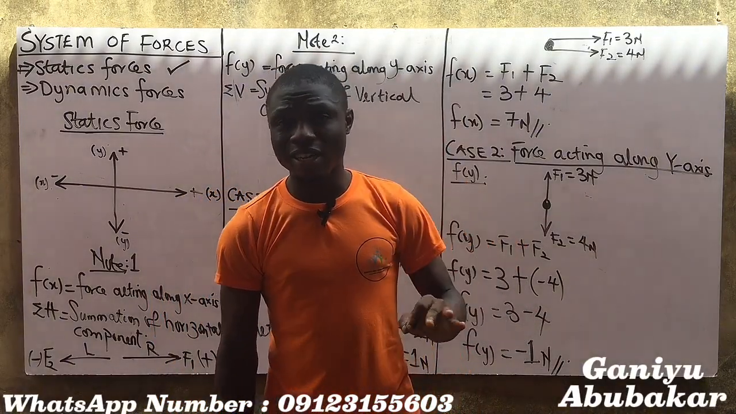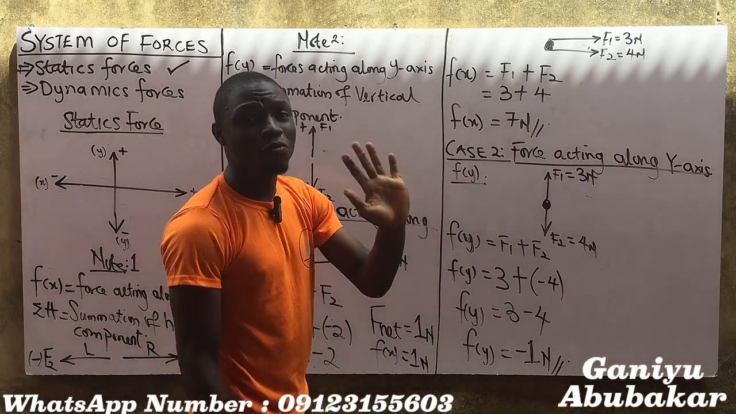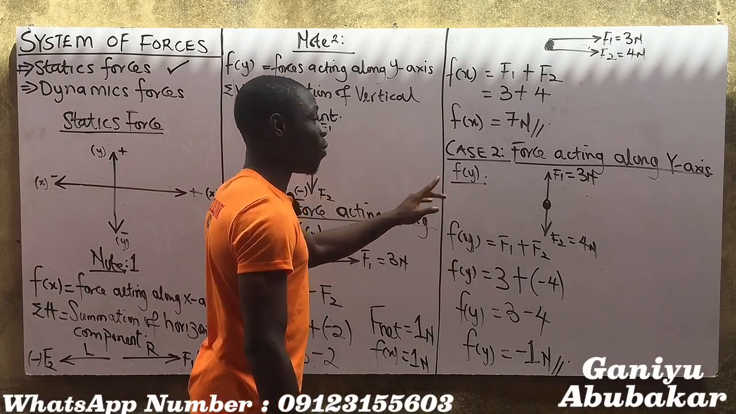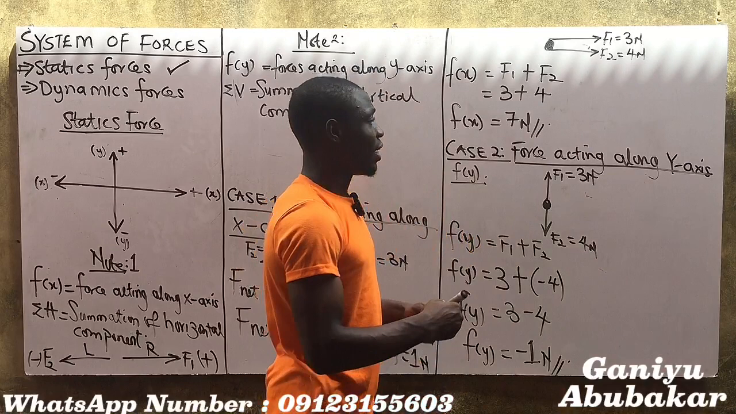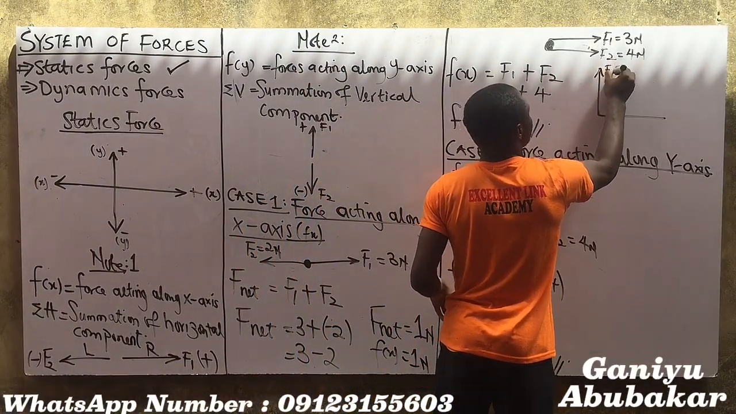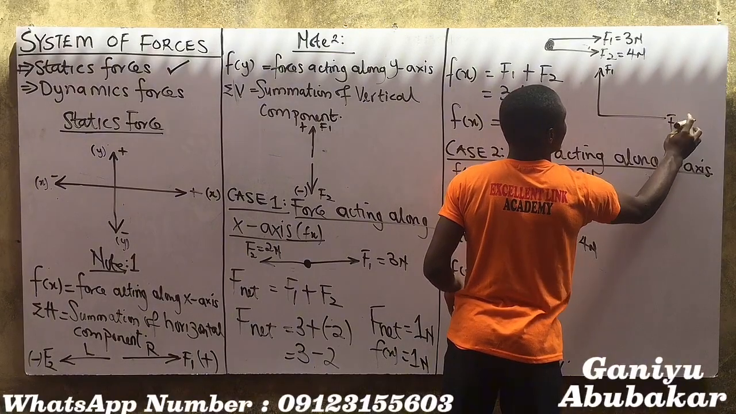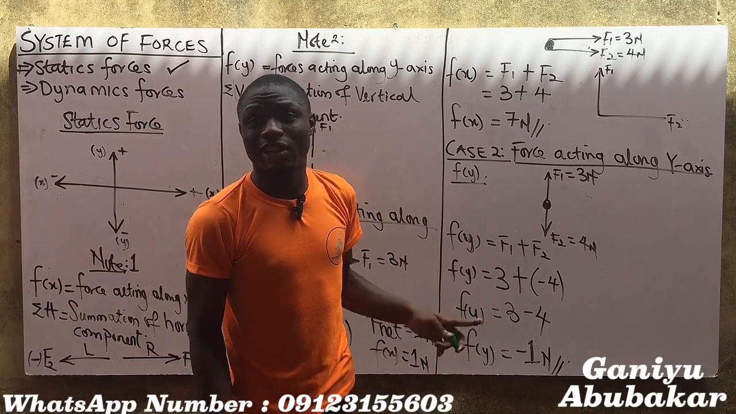Next class, we'll consider case 3 and case 4. Case 3 is when the forces are not acting along x and y. What if they are acting perpendicularly? That is, they are acting in this form. Let's say this is F1 and this is F2. What will be their net force if they are acting perpendicularly? That's case 3.